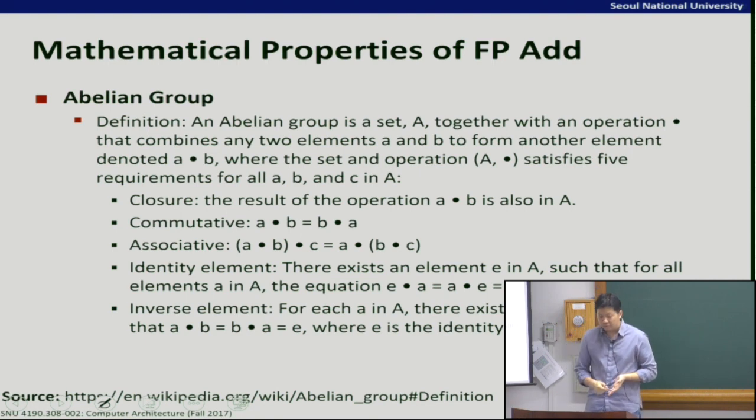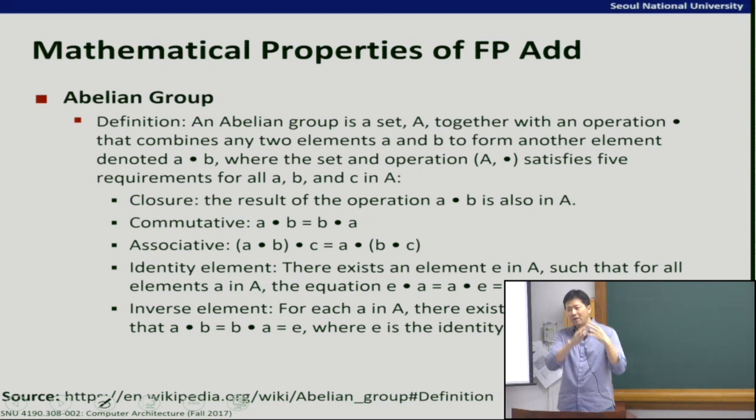And the last one is the inverse element. For each element, there's another element such that if you apply the operation, you obtain the identity element. Okay, so these are the 5 properties that must be satisfied by any abelian group.